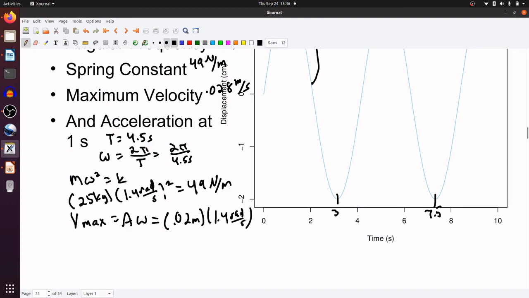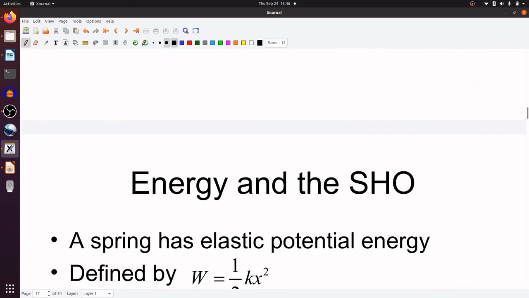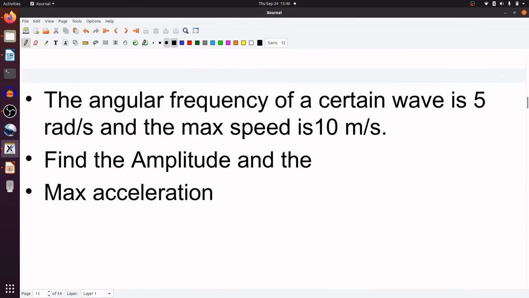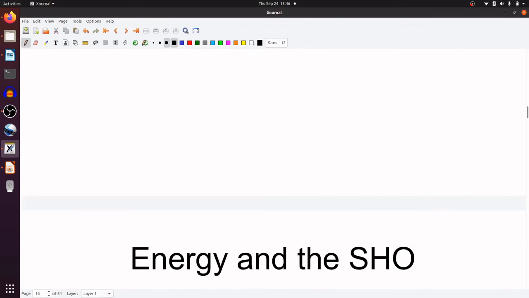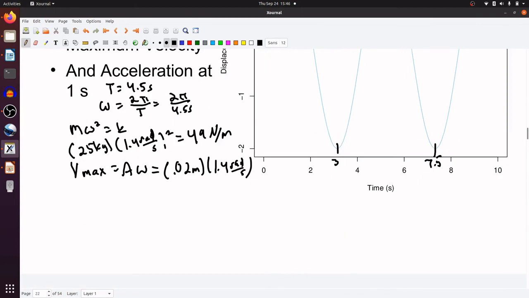This one could be hard. However, I'm just going to scroll back and show you something. I think I just wrote it in. So here's what we'll do. We'll use this. I showed you earlier that acceleration was negative A omega squared cosine of omega t. And so I'm going to use that function to actually get my answer.